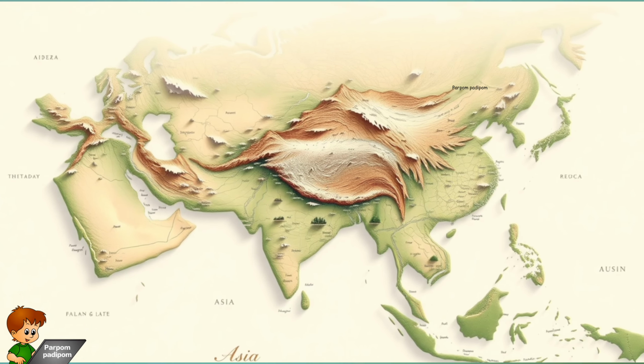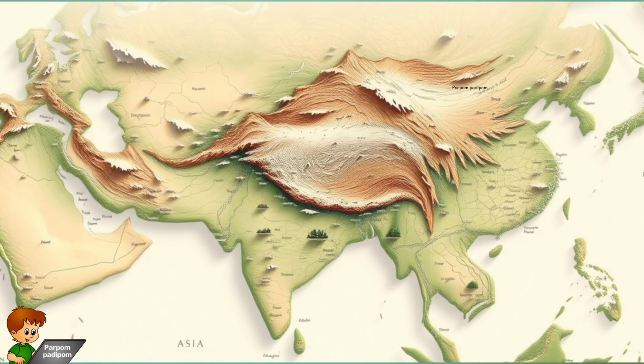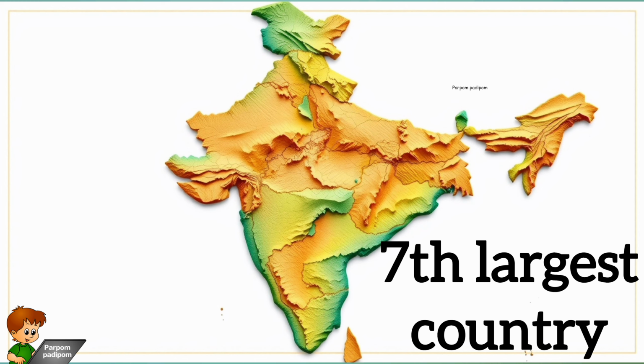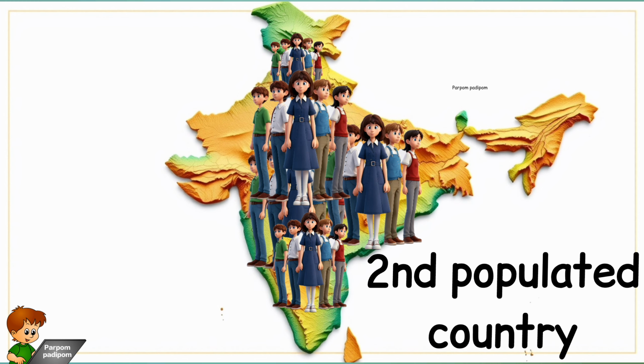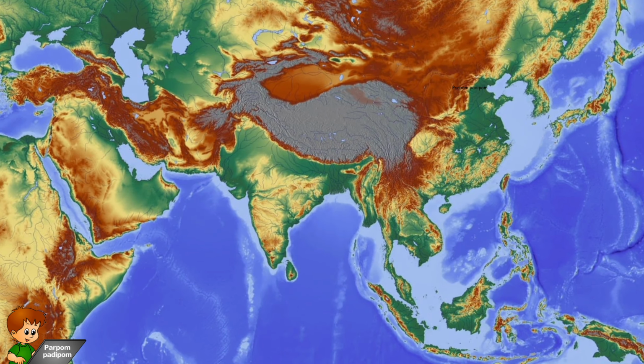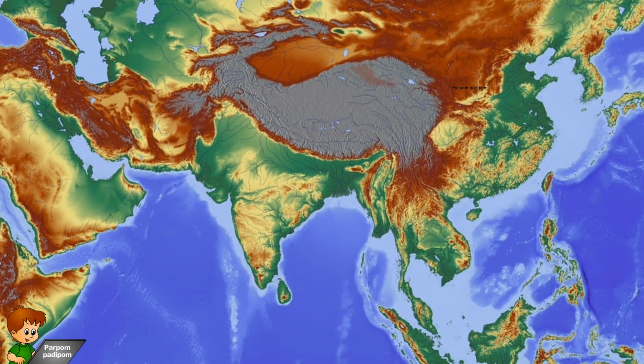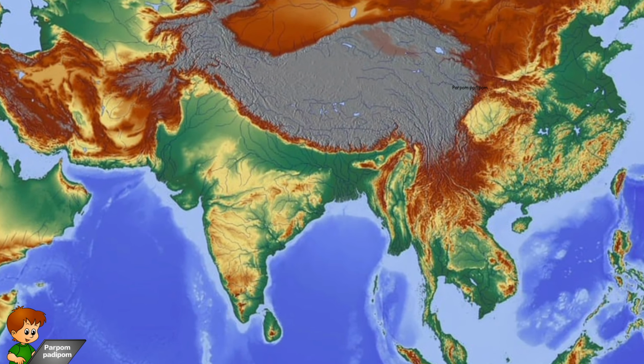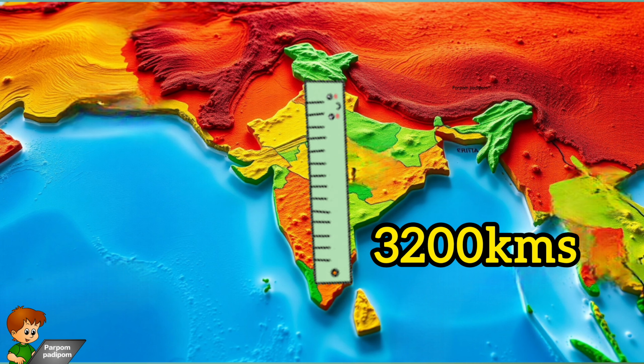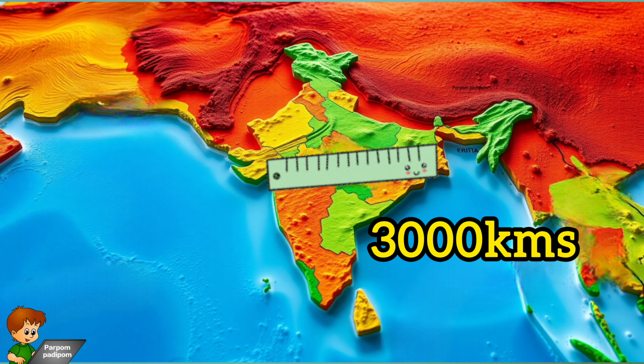India is located in the southern part of Asia. It is the seventh largest country and the second most populated country in the world. India is a vast country. It stretches about 3,200 kilometers from north to south and about 3,000 kilometers from east to west.